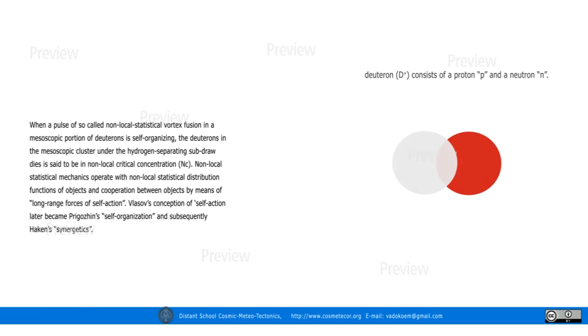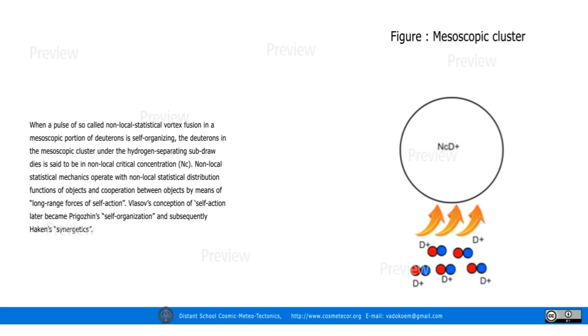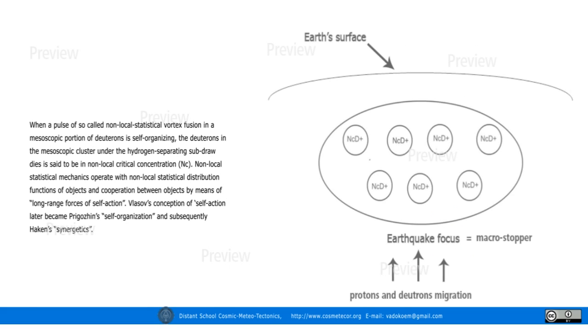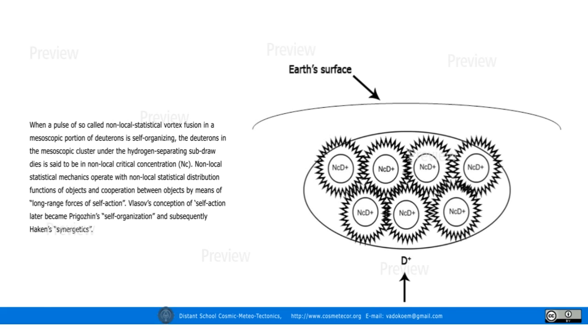When a pulse of so-called non-local statistical vortex fusion in a mesoscopic portion of deuterons is self-organizing, the deuterons in the mesoscopic cluster under the hydrogen-separating subdrawdies are said to be in non-local critical concentration, or N little c. Non-local statistical mechanics operates with non-local statistical distribution functions of objects and cooperation between objects by means of long-range forces of self-action. Vlasov's conception of self-action later became Prigogine's self-organization and subsequently Haken's synergetics.